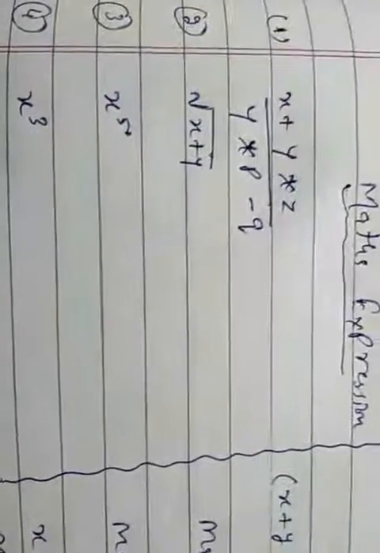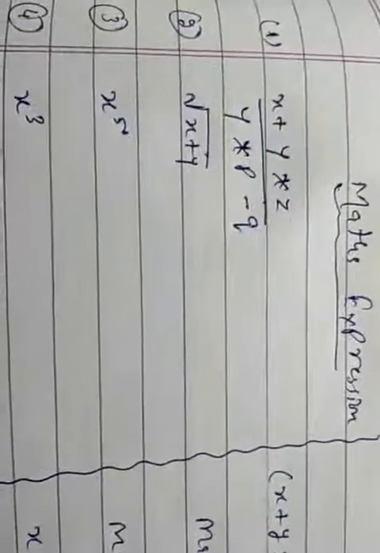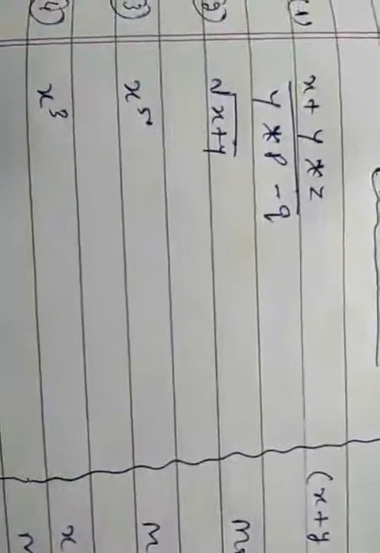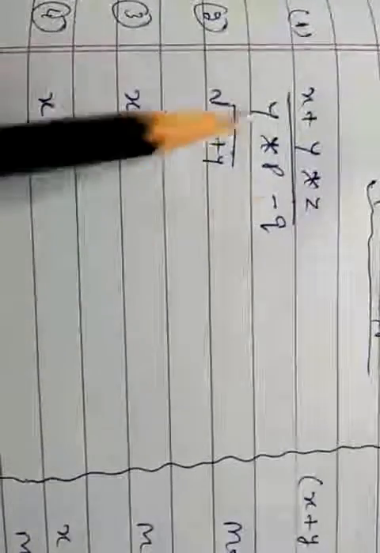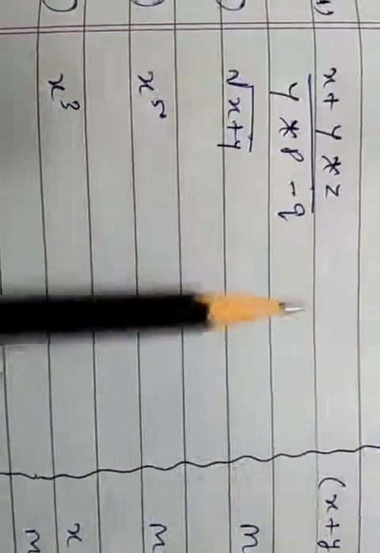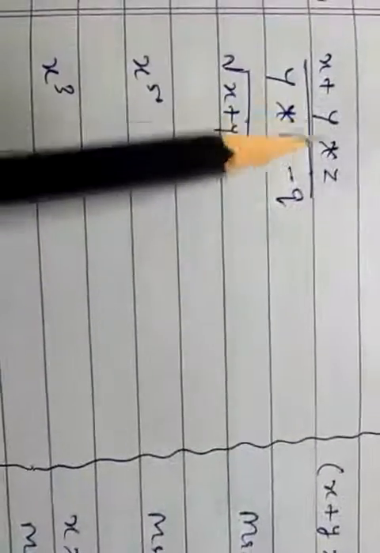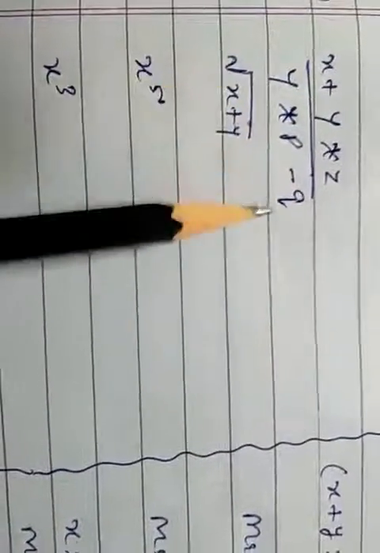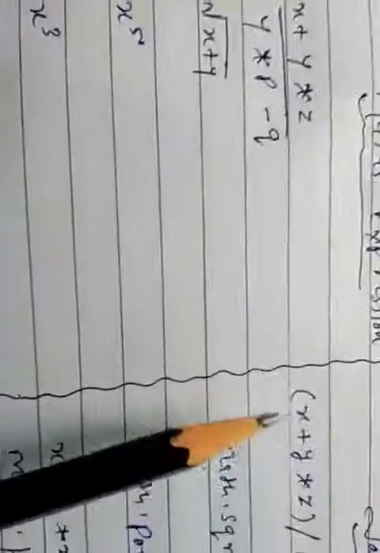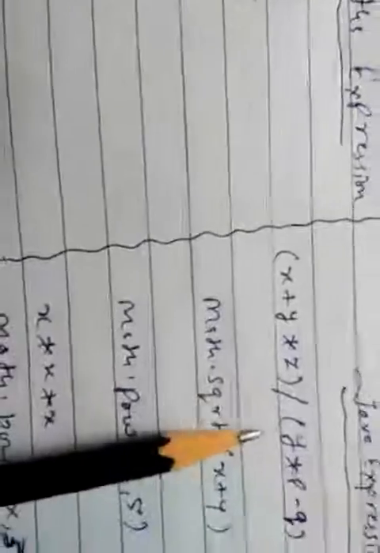Last part of chapter 4. So here we are writing a maths expression as a Java expression. Suppose there is the expression x plus y multiply z divided by x multiply y minus q. So the total of x plus y into z divided by whole of this. So we will write the expression inside the bracket: x plus y multiply z divided by y into p minus q. So we will use a slash sign for the division.